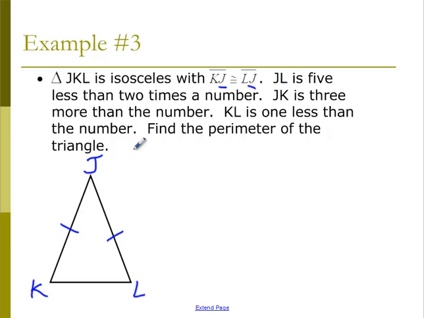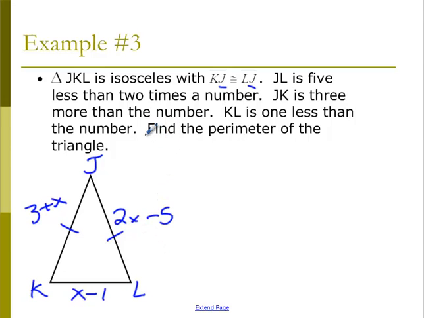JL is 5 less than 2 times the number. Let's make that number x. 2 times a number is 2x, and 5 less than means take away 5. JK is 3 more than a number. Well, more than just means plus. KL is 1 less than the number. 1 less than means minus.